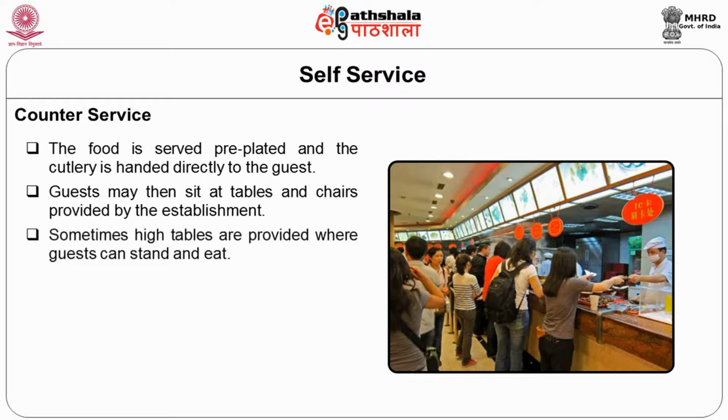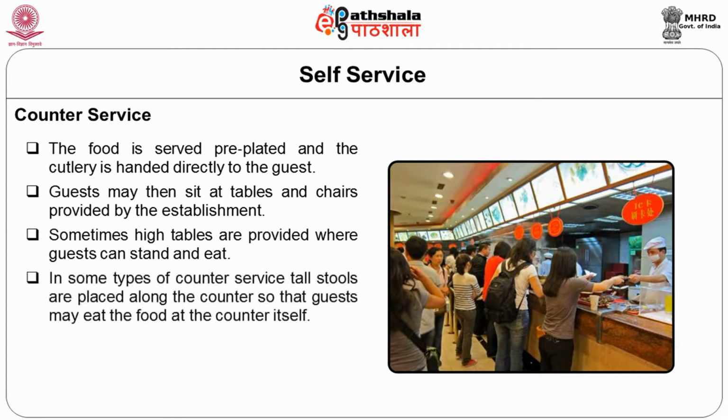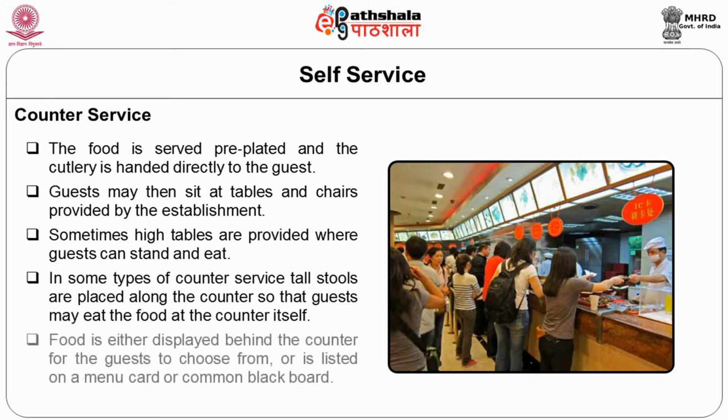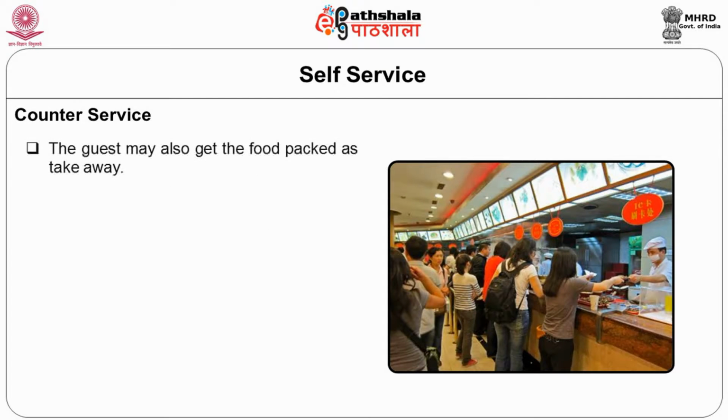Sometimes high tables are provided where guests can stand and eat. In some types of counter service, tall stools are placed along the counter so that guests may eat the food at the counter itself. Food is either displayed behind the counter for the guests to choose from, or it is listed on a menu card or common blackboard. The guest may also get the food packed as takeaway.